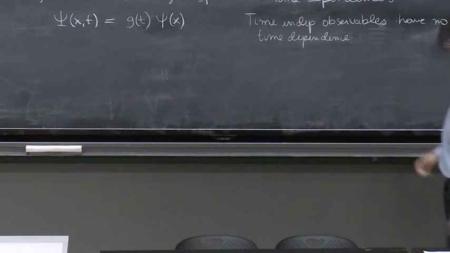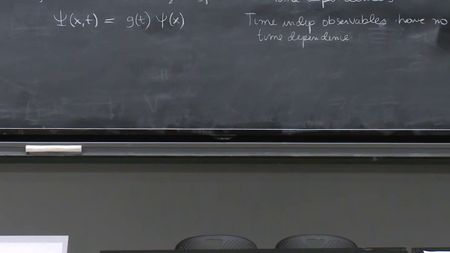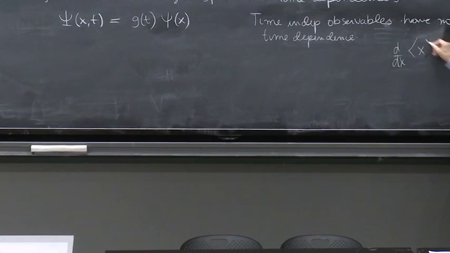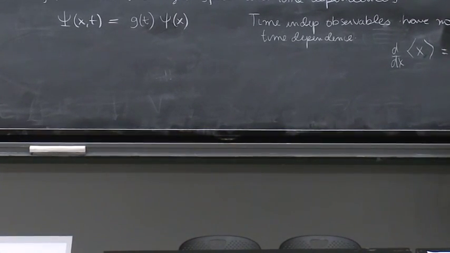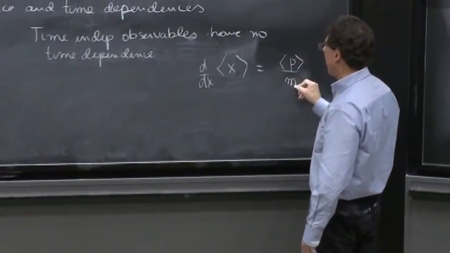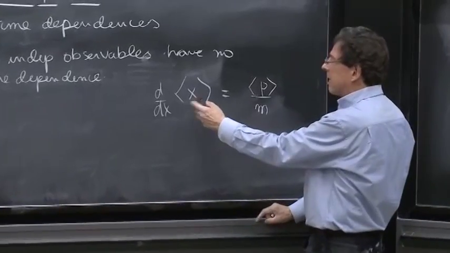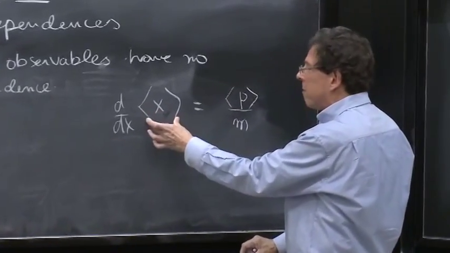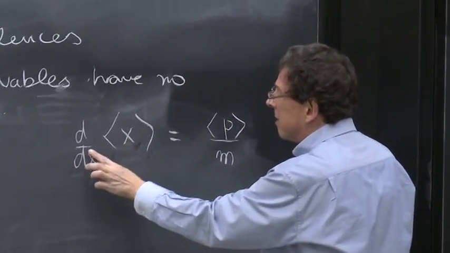You know, it kind of looks silly when you write it like that. The time independent things don't have time dependence. But you've seen that d/dt of the expectation value of x is equal to p over m, the velocity. And here it is, a time-independent observable that does have time dependence.